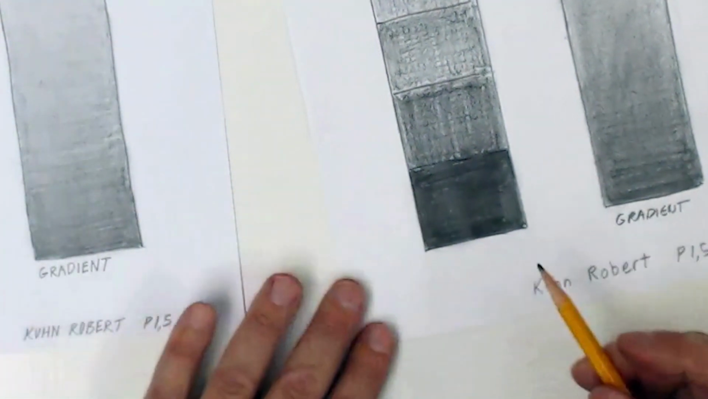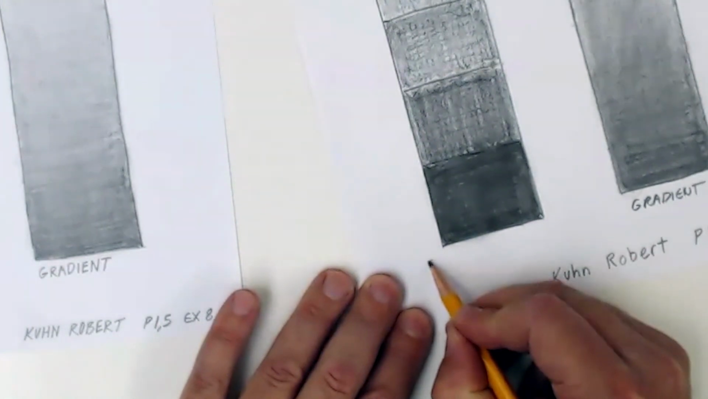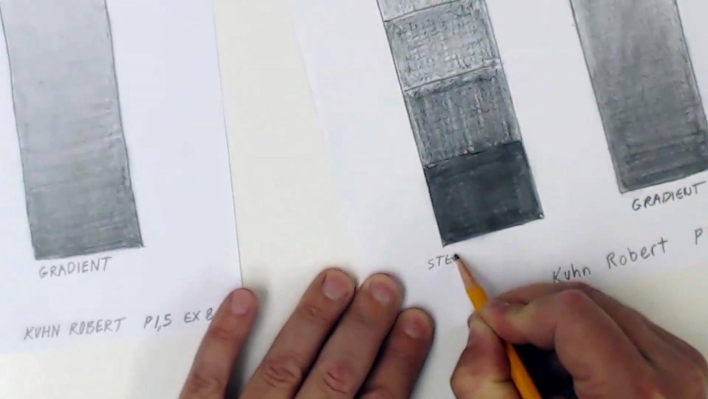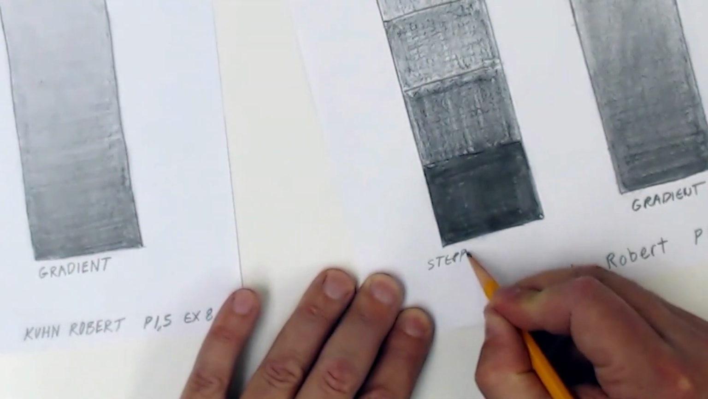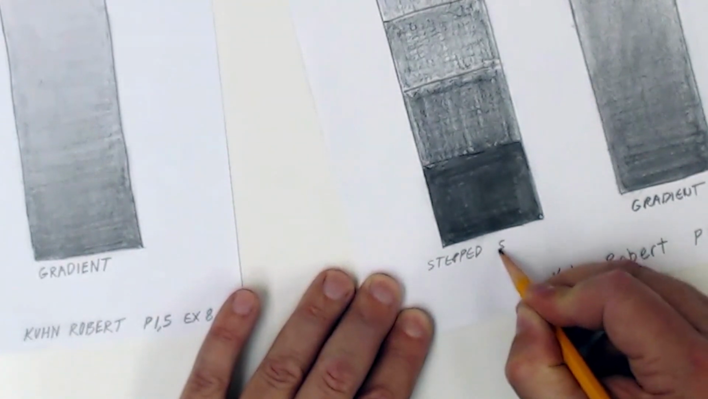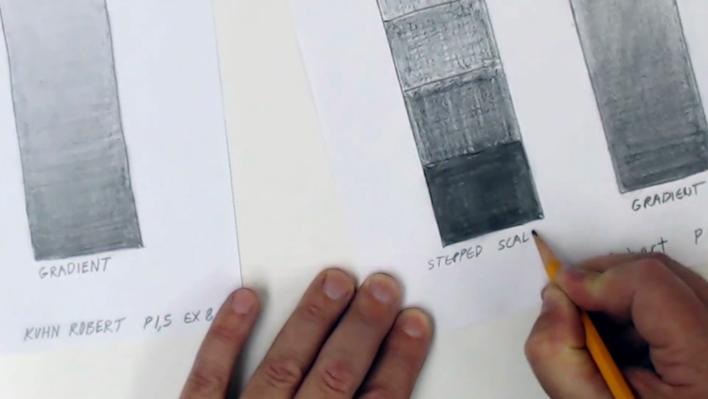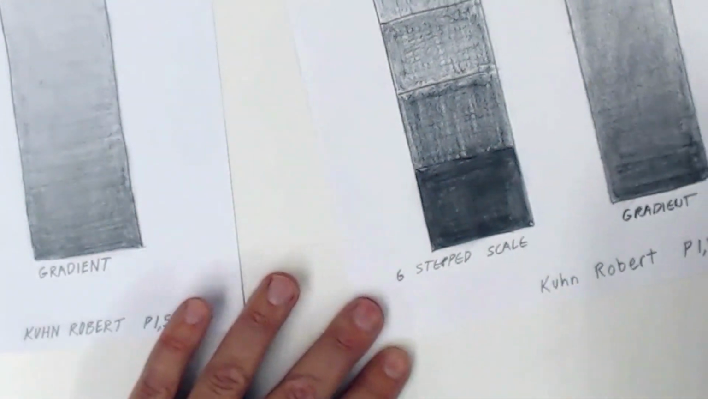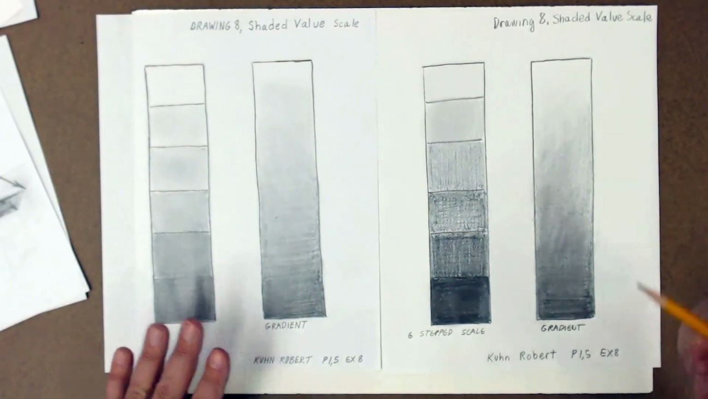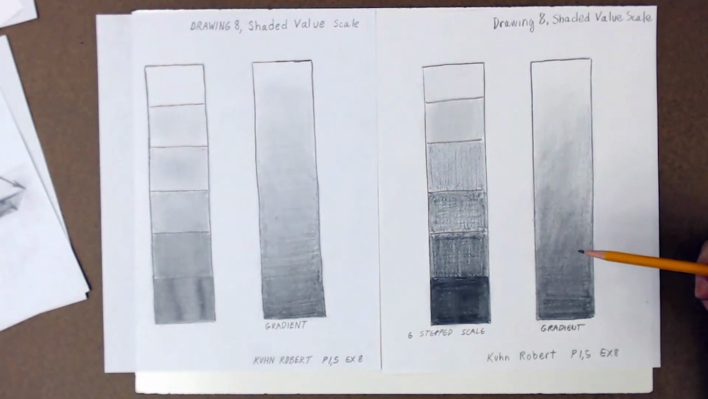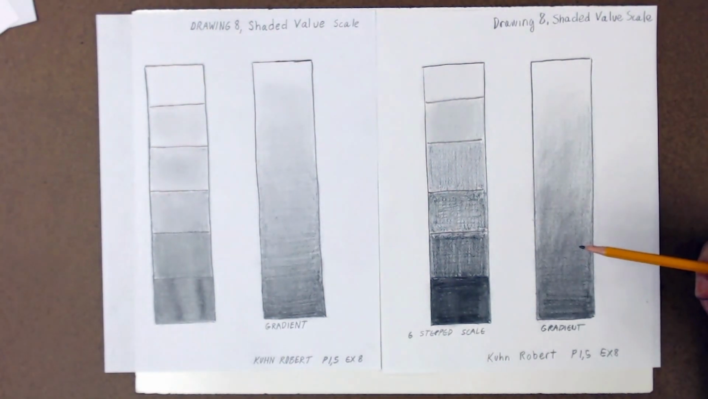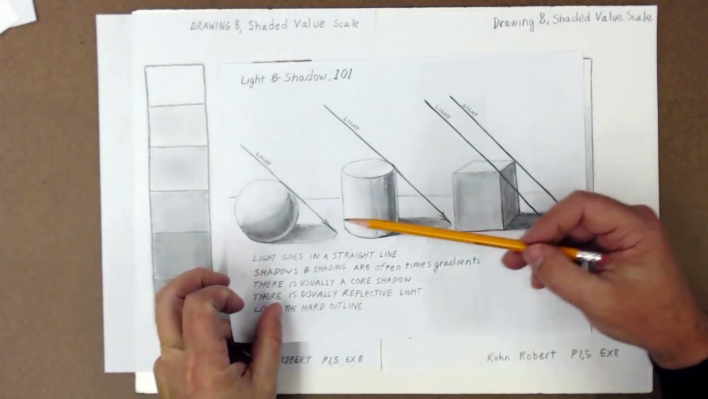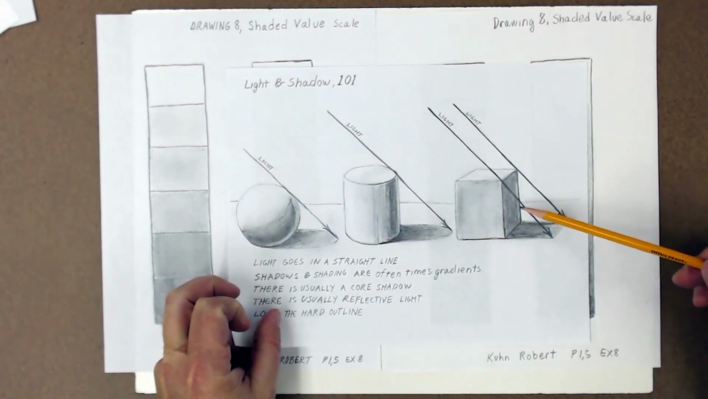And you know what? I didn't label that one. I'm going to label this one, though, called a stepped scale. In fact, that's a 6-stepped scale. Why not? Okay, so that's what we want. Nice gradients, because that, my friends, is what's going to help you to be able to draw things that are really three-dimensional. All right?